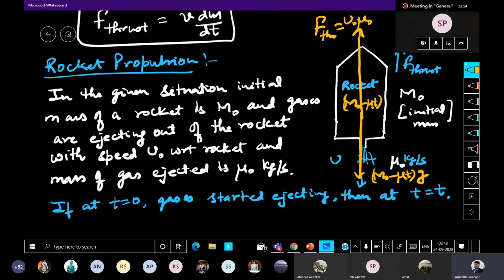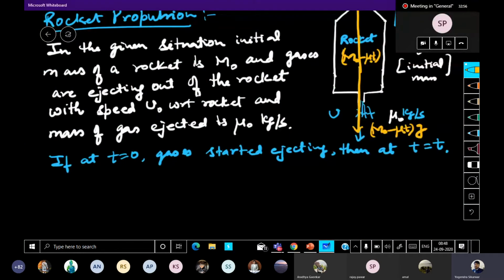Okay. So if at t equal to 0 the gases started ejecting, then at time t, by Newton's second law, F thrust minus mg is equal to ma. This will be the equation for the motion of the rocket at that moment.